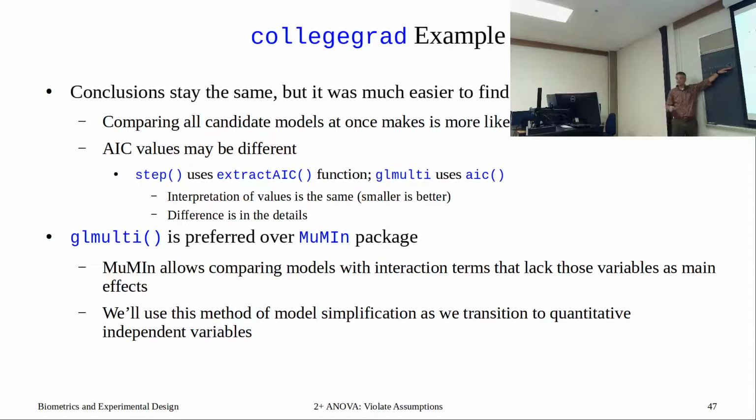If an interaction term is in there, we have to include all of the main effects and the sub-interaction terms as well. So it's just one of those things you have to know. glmulti corrects it for us, mu-min does not. All right. Any questions?